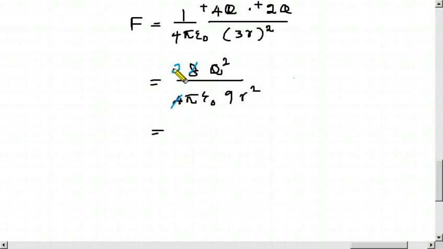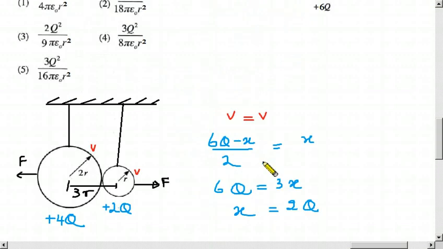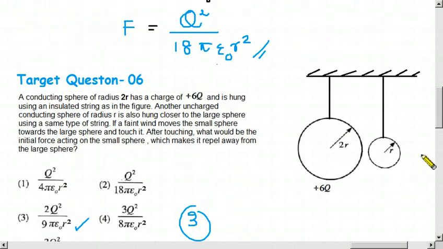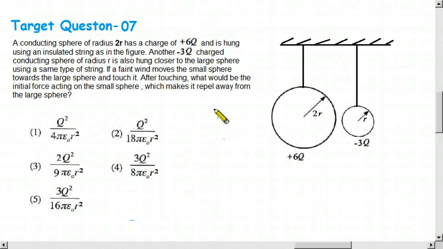2 times 2, 8... 2q squared divided by 9 pi epsilon naught r squared. 2 divided by 9 here. Third one is the answer for this one. So children, now the final target question number 7. Do this.